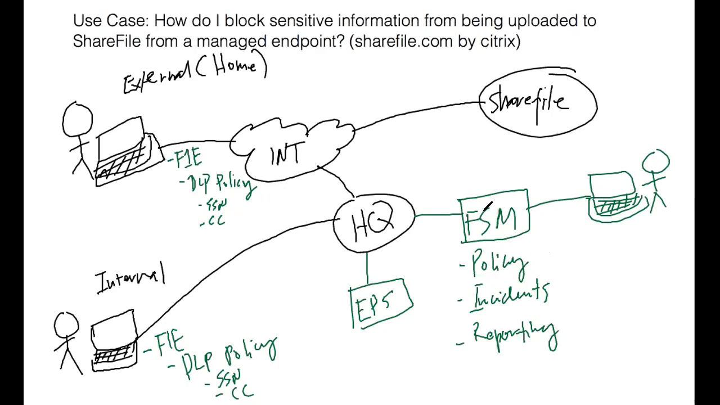What happens? Internally it's really easy because this endpoint will just connect to the endpoint server. Now this endpoint server directly communicates to the FSM to get copies of the policy and forward the incidents. And for the outside, because they're outside of the network, we have to give this endpoint communication to the manager.